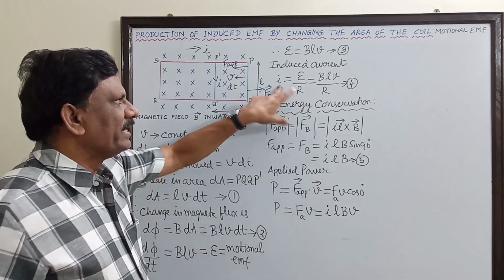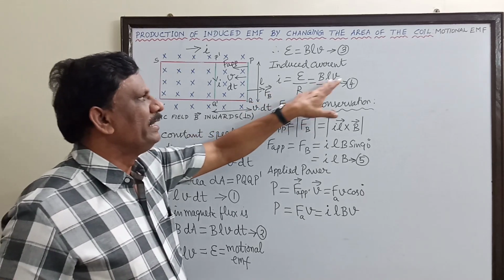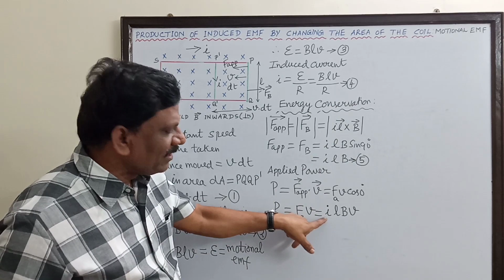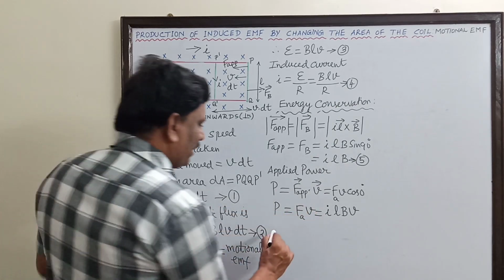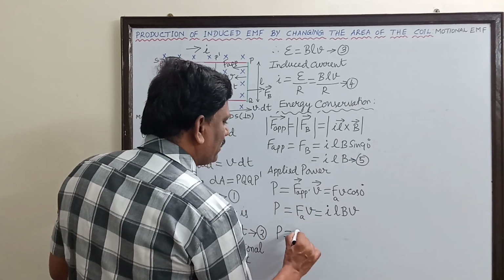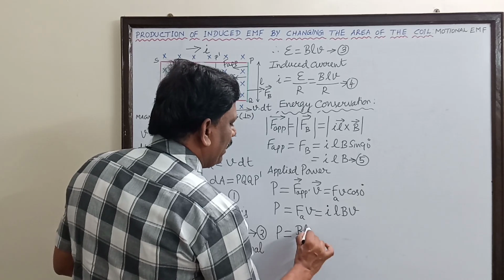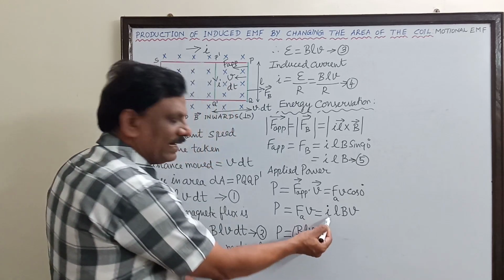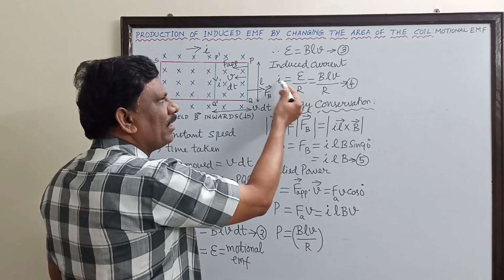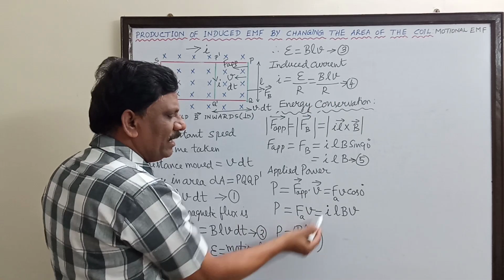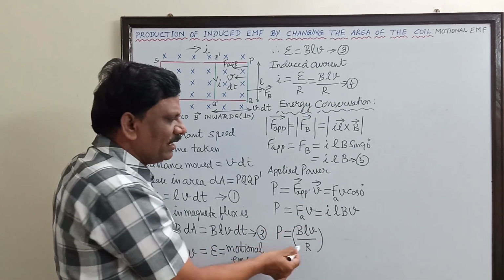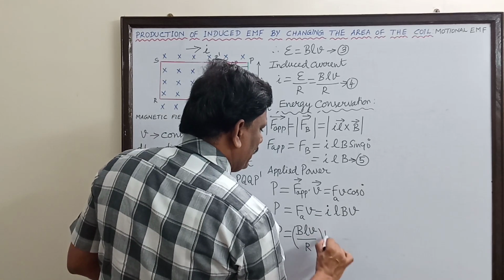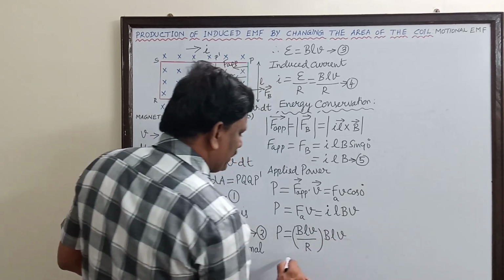What is the expression for the induced current I? Already we have written BLV divided by R. I am going to substitute this equation 4 instead of I here. Therefore, power P is now equal to BLV divided by R, instead of current I. Look at equation 4: current I is BLV by R. I have substituted for current I here. What is the remaining? One more BLV term is there, is it not?